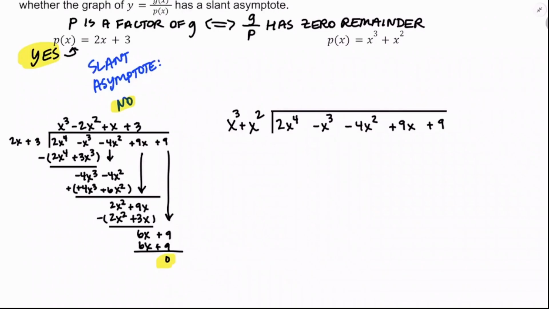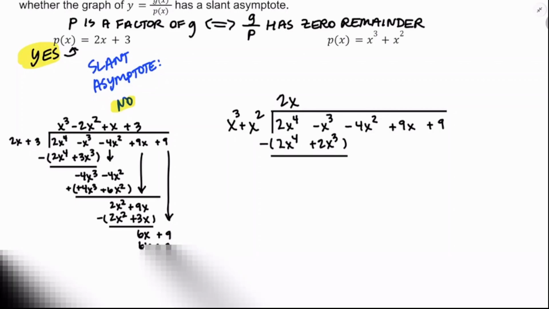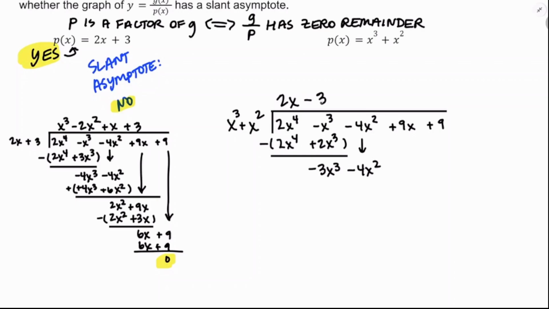Okay, so I'm asking myself, what do I multiply x to the 3 by to get 2x to the 4? That'd be a 2 and an x. So I'd have 2x to the 4 here, plus 2x to the 3. Subtracting these, I'm going to get negative 3x cubed. I drop down that negative 4x squared. I say, what do I multiply x to the 3 by to get negative 3x to the 3, and that would be a minus 3. Okay, so 2x minus 3 is probably going to be my slanted asymptote.